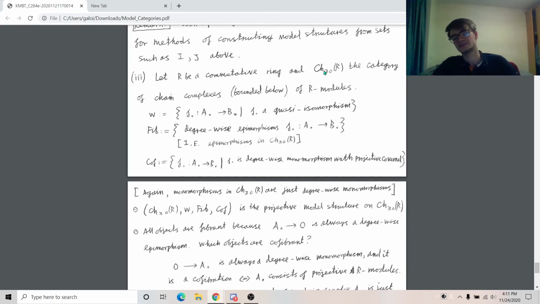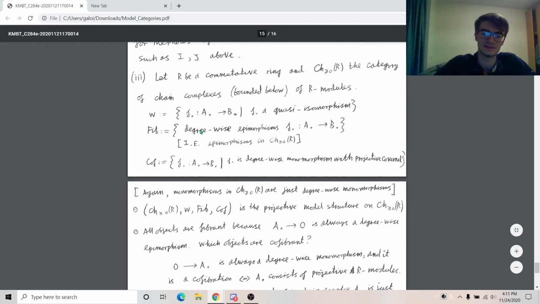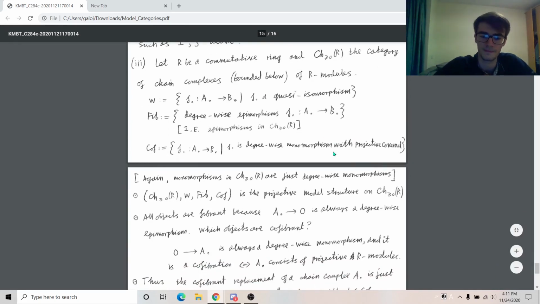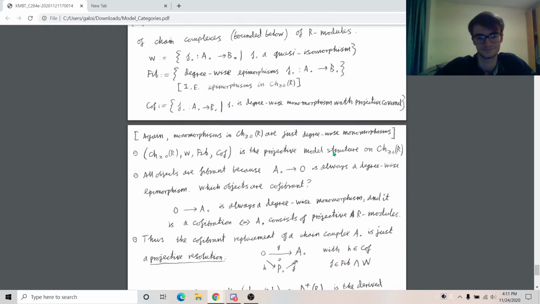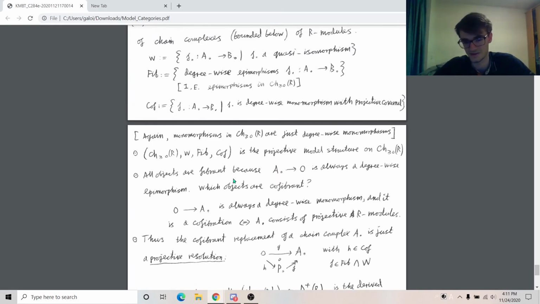Now, in the category of chain complexes, degree-wise epimorphisms are the same as epimorphisms, and the monomorphisms are also the degree-wise monomorphisms. But saying degree-wise epimorphisms is more explicit because you know what they look like. And the cofibrations are the degree-wise monomorphisms with projective cokernel, degree-wise projective cokernel. I claim this forms a model structure on the chain complexes called the projective model structure. And all objects are fibrant because the unique map from a chain complex to zero is always a degree-wise epimorphism.